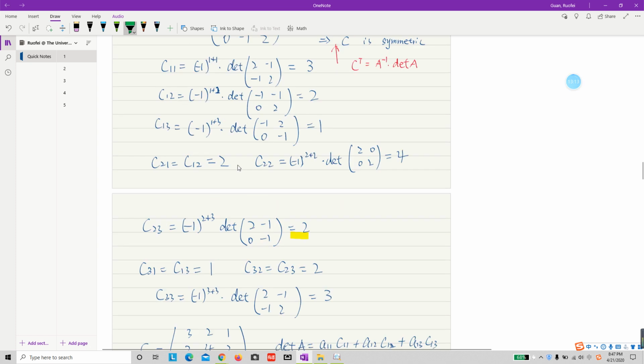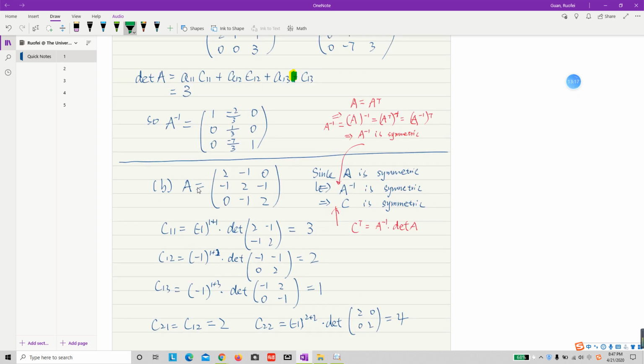Next, let's see part B. This matrix A is a symmetric matrix. You can see it is symmetric about the diagonal, and since A is symmetric, A inverse is symmetric. Here is a short proof of this result. If A is symmetric, which means A equals A transpose, then taking the inverse of both sides, you get A inverse equals A transpose inverse, and A transpose inverse equals A inverse transpose. You can change the order of the transpose and the inverse. So we get A inverse equals A inverse transpose. So A inverse is symmetric.